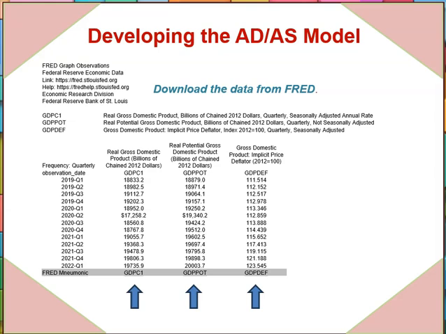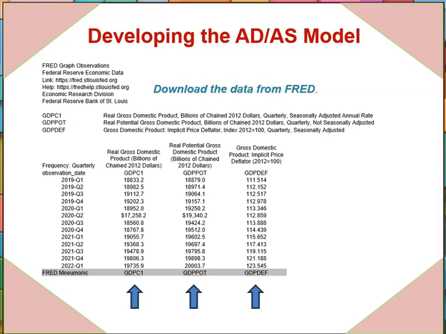To wrap up this discussion, let's go through all of the steps to develop the aggregate demand and aggregate supply model. For this exercise, we will download data from FRED, which is shown in this slide, and develop the model for the second quarter of 2020. Note, the FRED mnemonics are shown on this slide along with the data, though I just noticed I spelled the word mnemonic incorrectly on that slide.